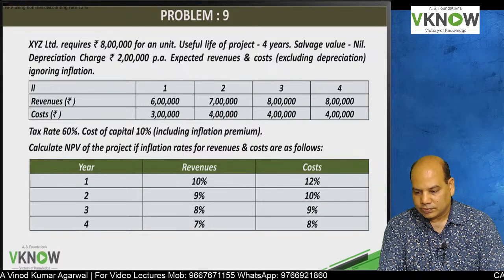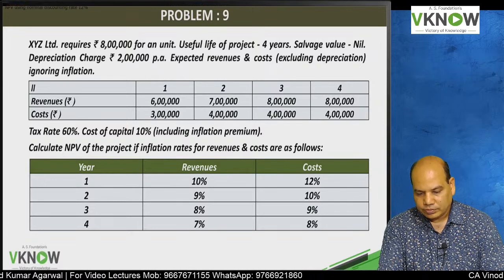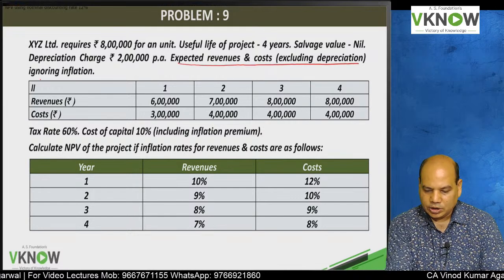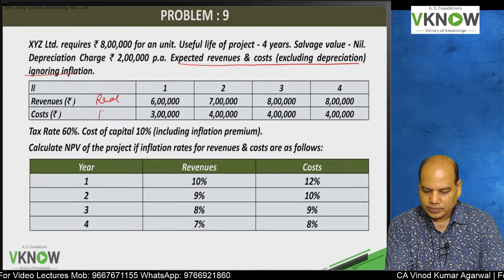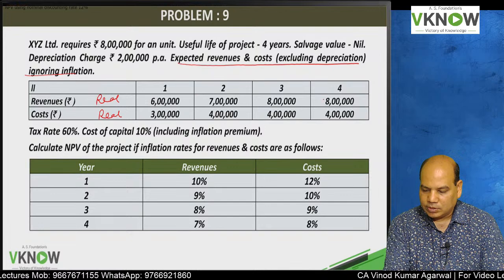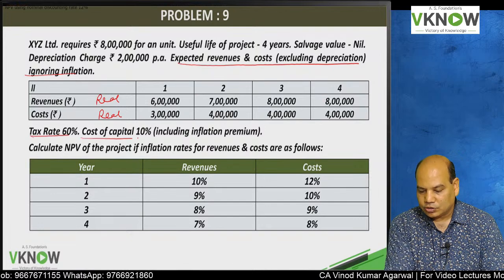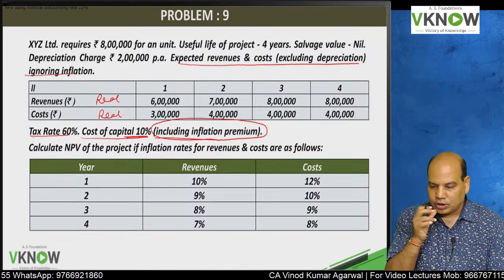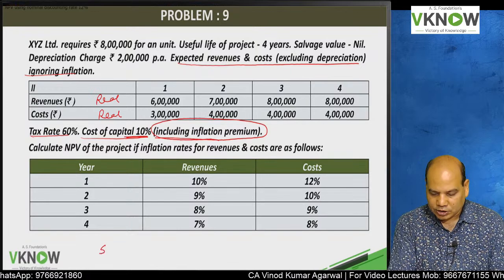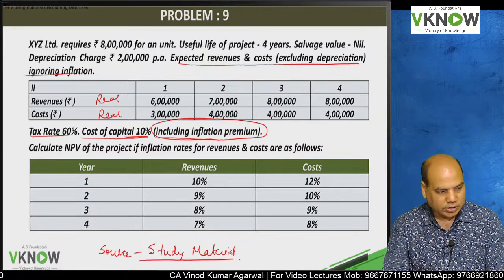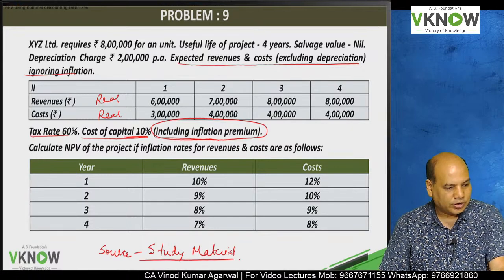Expected revenue and cost, excluding depreciation and ignoring inflation, means these are real cash flows. And every year the amount is different. Cost is also different. Tax rate is 60%. Cost of capital 10%, and this time they have written carefully that this is including inflation premium. Just check the source of this question. I think it is current study material of the institute. After the class you can check.